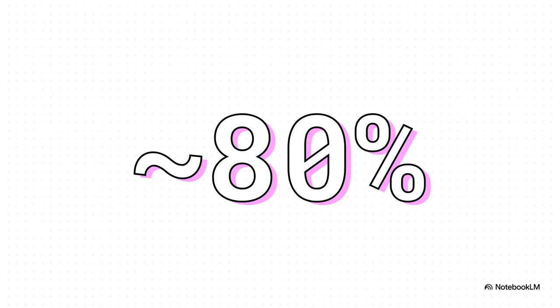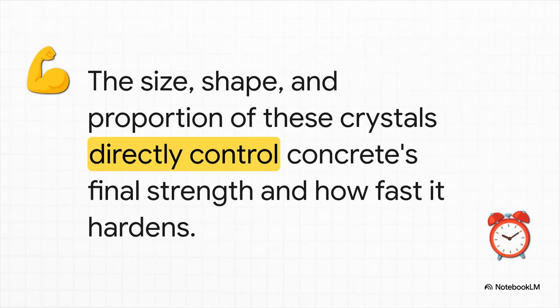I mean, just think about that for a second. Put them together and just two main types of crystals, alite and belite, make up roughly 80% of the entire cement clinker. They are, without a doubt, the absolute backbone of concrete strength. And that's really the ultimate takeaway here. Everything from how quickly a sidewalk hardens to the final crushing strength of a skyscraper, it's all determined by the specific size, the shape, and the amount of these tiny little crystals. The microscopic world literally dictates our macroscopic reality.